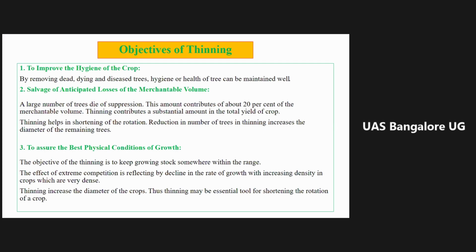Then also the third objective is to assure the best physical conditions for growth, that is providing light, moisture, and also space for the growth of the tree species. The main objective of the thinning is to keep growing stock somewhere within the range. The effect of extreme competition is reflected by a decline in the rate of growth with increasing density in crops which are very dense. Also thinning increases the diameter of the crops. Thus thinning may be an essential tool for shortening the rotation of the crop.